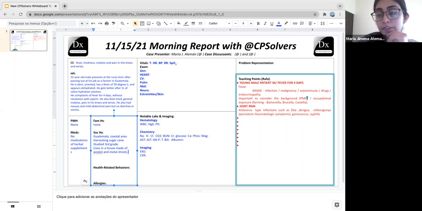For health-related behaviors, he consumed alcohol on the weekends and had smoked 3 to 4 cigarettes per day for the past 8 years. He has had 4 sexual partners without the use of condoms, and he was not allergic to anything. So I think I'll stop because I know ID loves risk factors.